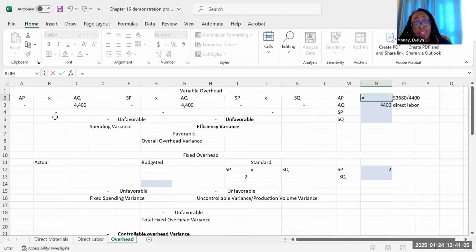And for me personally, this is why I don't take the shortcut of using the algebraic way, because if information is missing, it's difficult for me to visualize my missing piece. But if I have the table, every single component is there, so then I can visualize the missing piece. But whatever works best for you. 53,680 divided by 4,400.